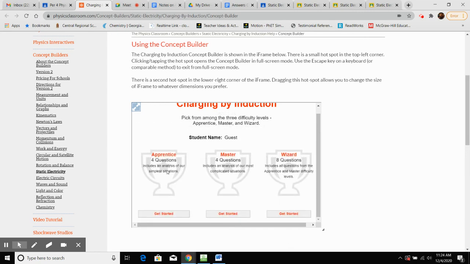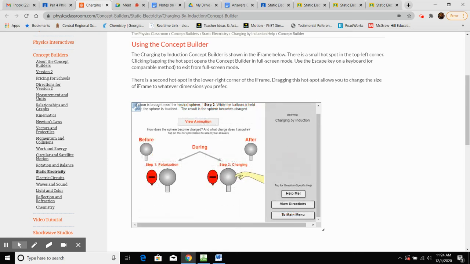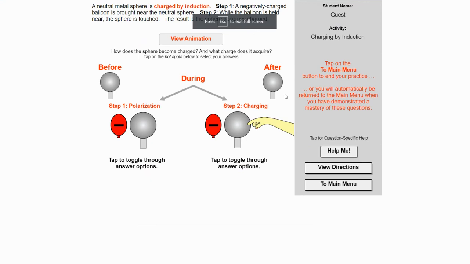It's going to have a couple different questions for you: apprentice, master, wizard, which includes all the questions from both apprentice and master. So let's just say we started here with apprentice. I just want to show you this because I'm going to break you guys down into separate groups, separate rooms, and you're going to go through this together here. So I just want to show you how it's done.